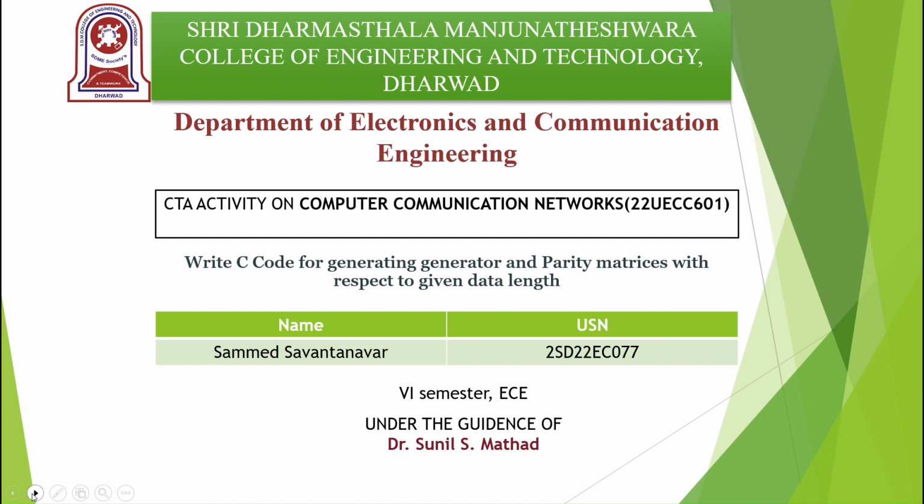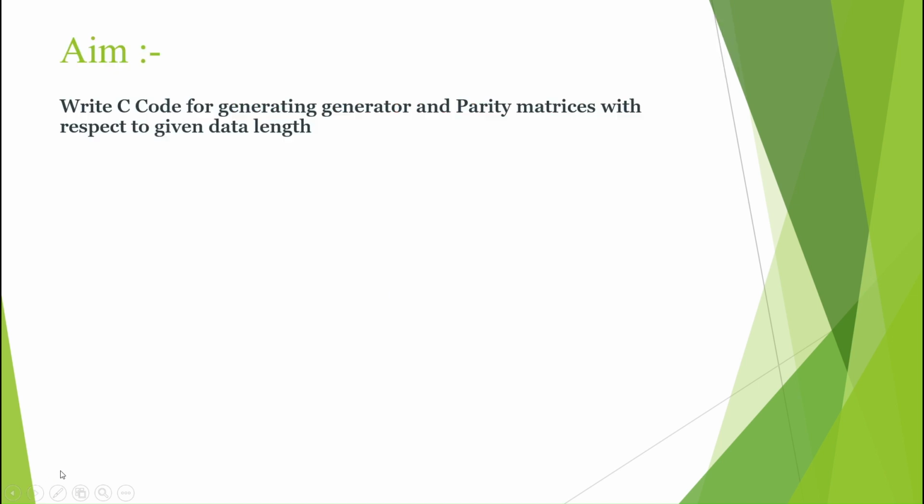Now let's see the aim of the experiment. The aim is to write a C program that creates a generator G and parity check H matrix for a given data length. These are used in digital communication for error detection and error correction.